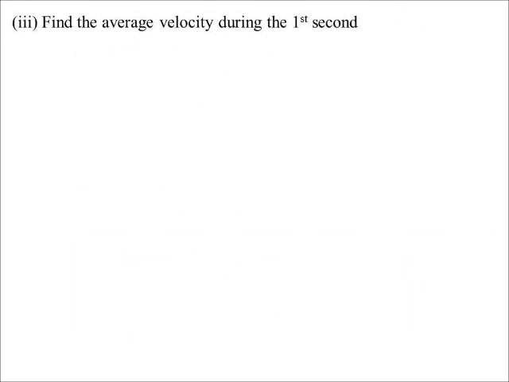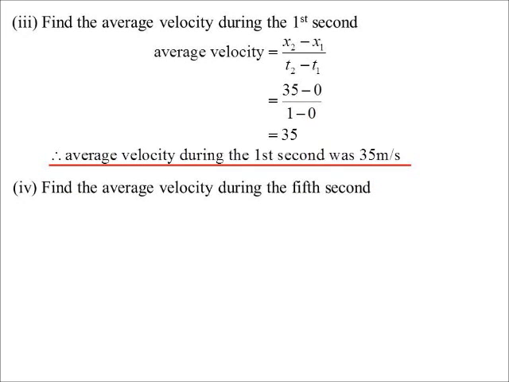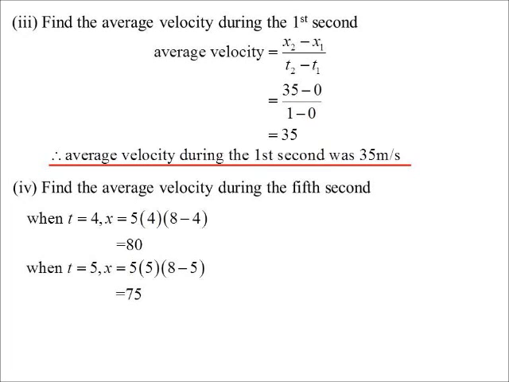So find the average velocity during the first second. So use our slope formula, x2 minus x1 over t2 minus t1, 35. So during the first second, it was 35 metres per second. During the 5th second, so the 5th second would start when t equals 4 and go to when t equals 5. So t equals 4, we need to find out where it is. It was at 80. And t equals 5, it's at 75.